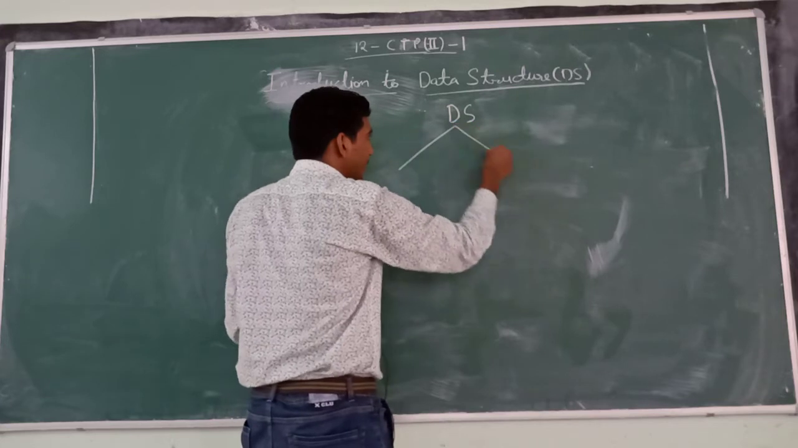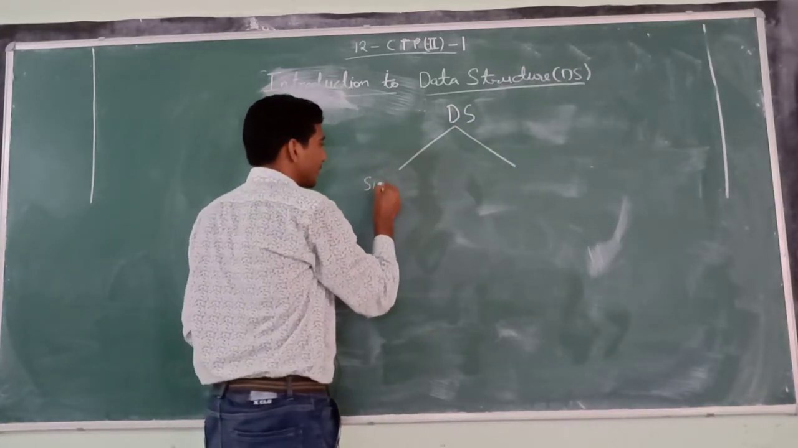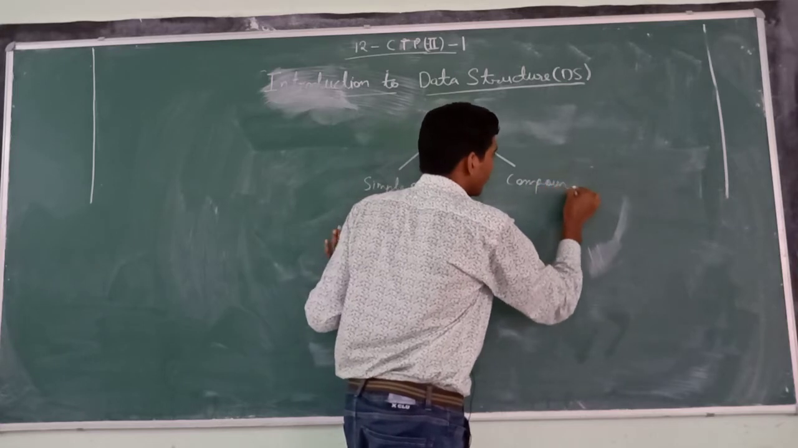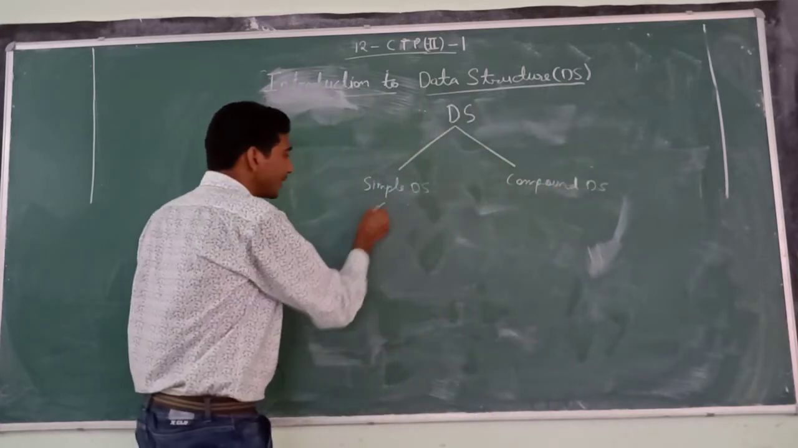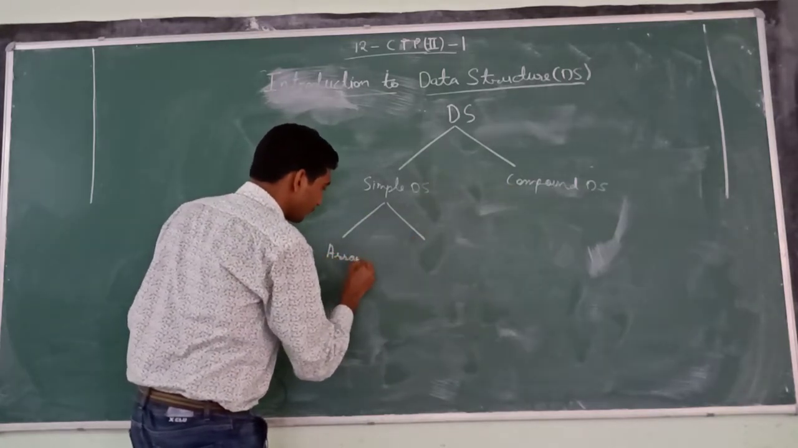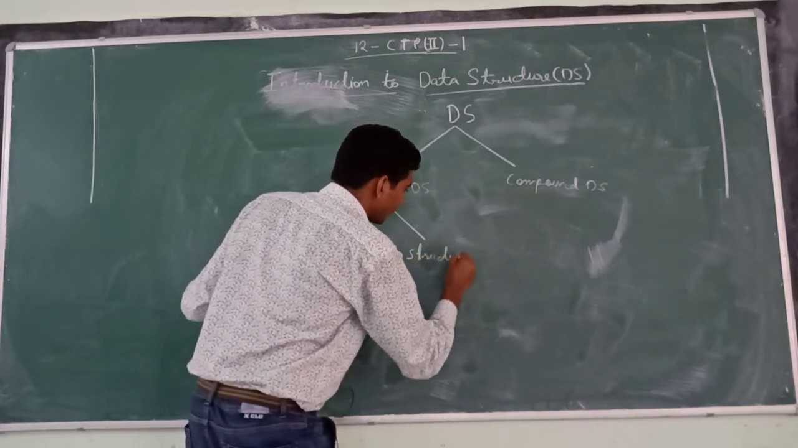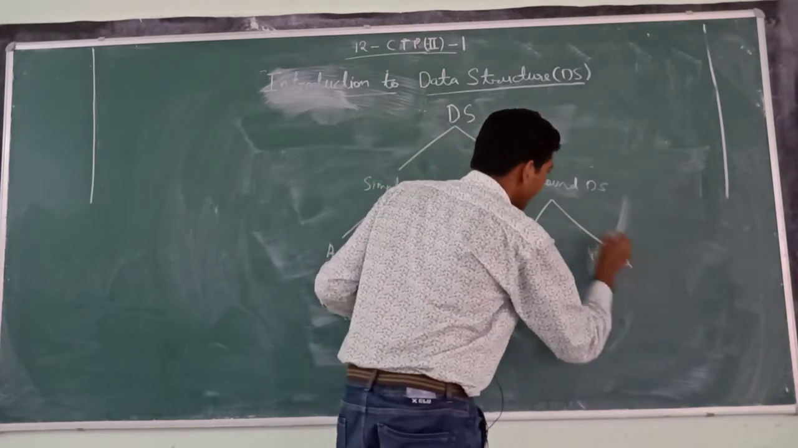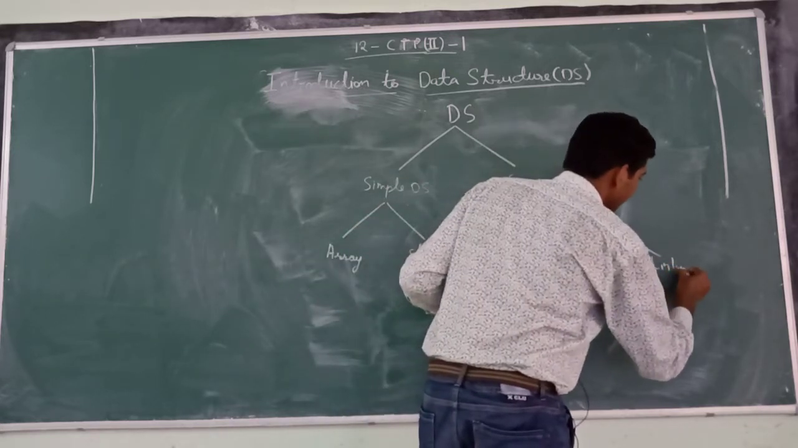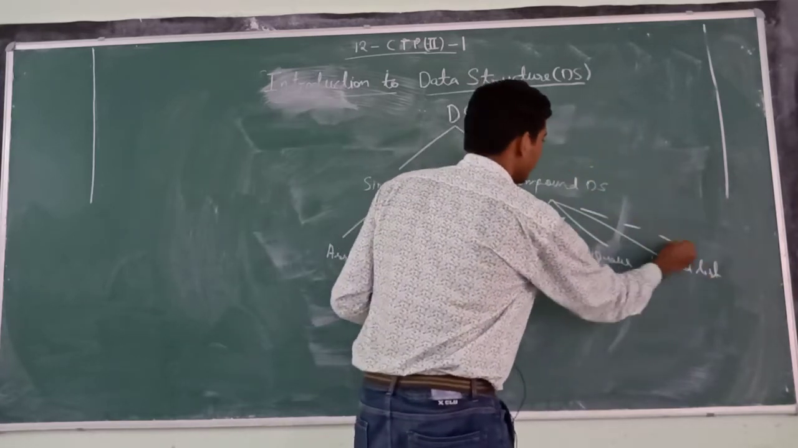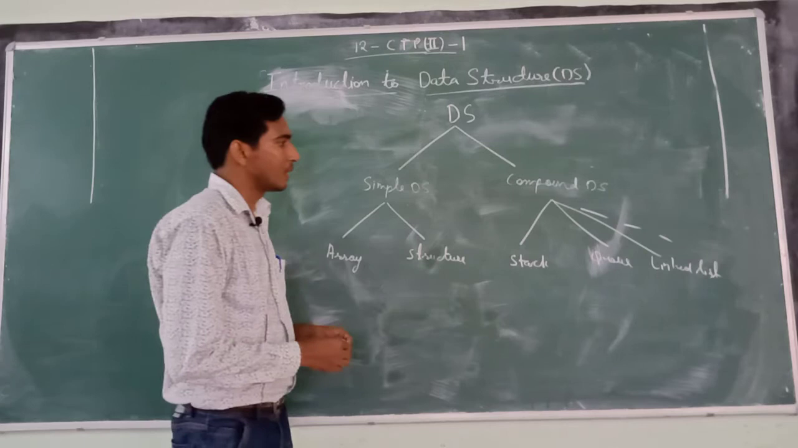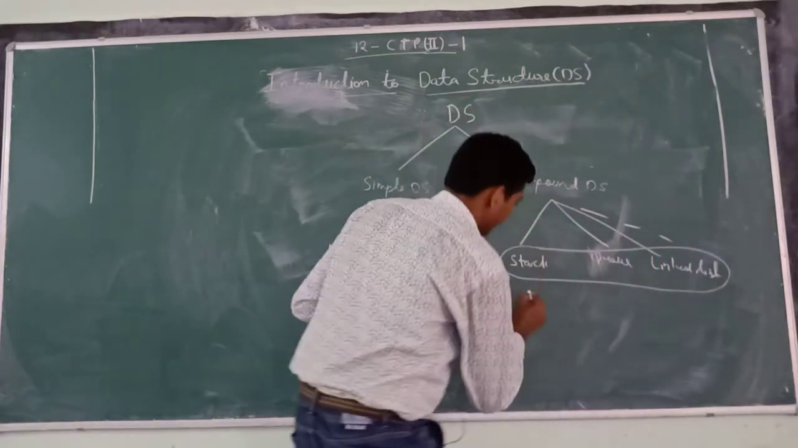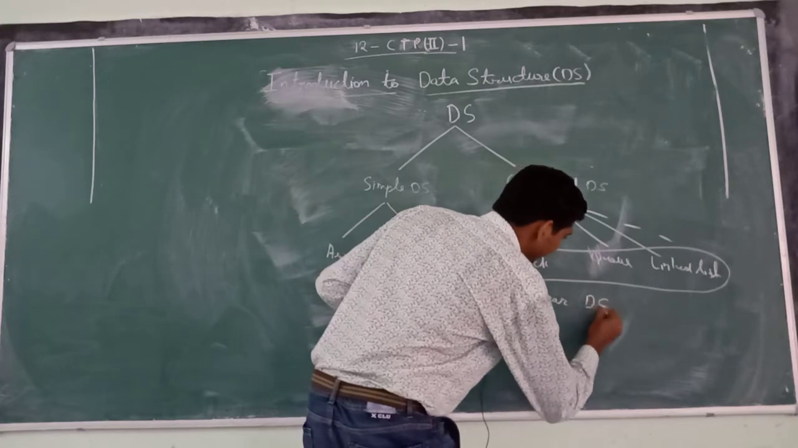into two categories. One is simple data. Compound data: stack, queue, linked list, and more. In this also we have one more categorization. These all are linear data structures.